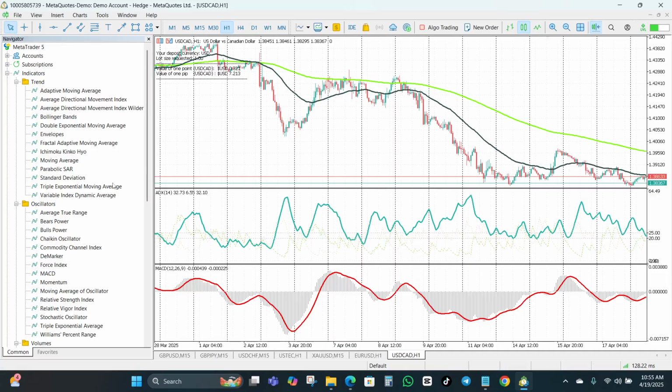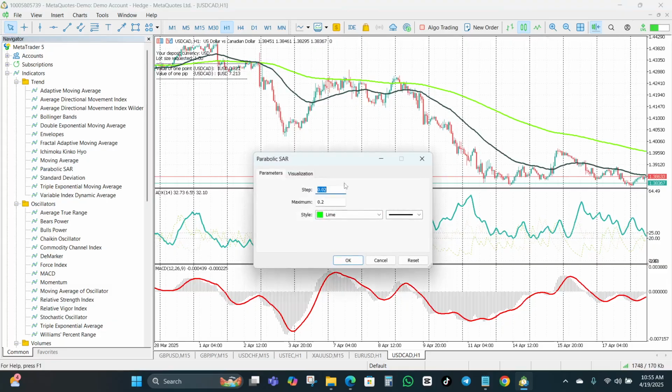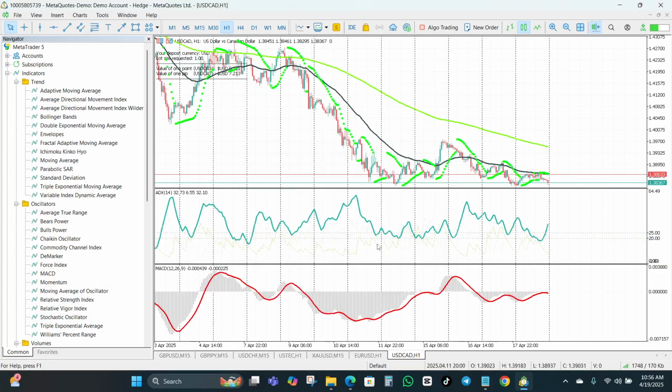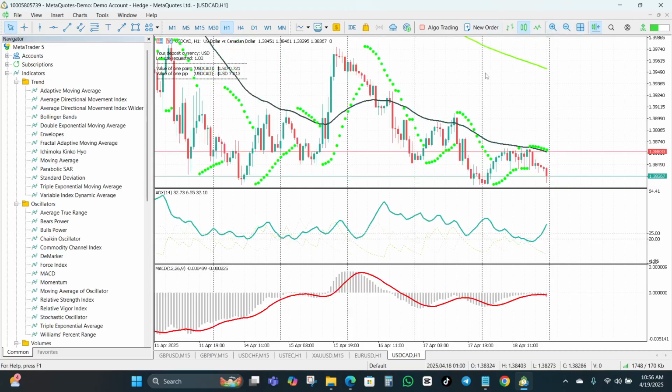Now, the next indicator we are going to be looking at is the Parabolic SAR indicator. The SAR stands for stop and reverse, so it's parabolic stop and reverse. This is a visual trend following indicator that plots dots directly on the chart.